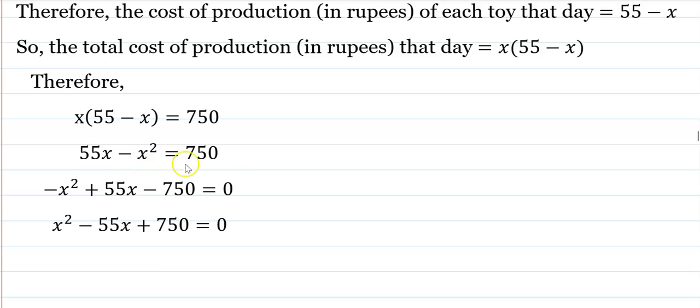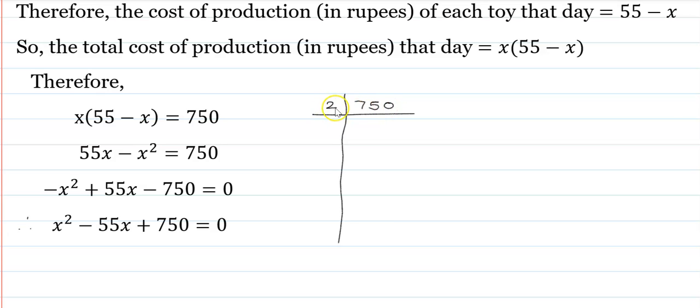55x minus x square equals 750. Transfer this 750 to the left-hand side, it will become minus, and therefore we change the sign: x square minus 55x plus 750 equals 0. Again, this is a big number, therefore we will find its factors in this manner. Find its prime factors. The first number is 750.